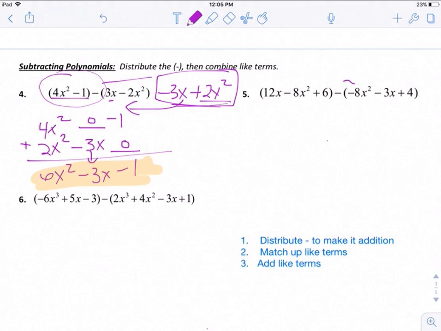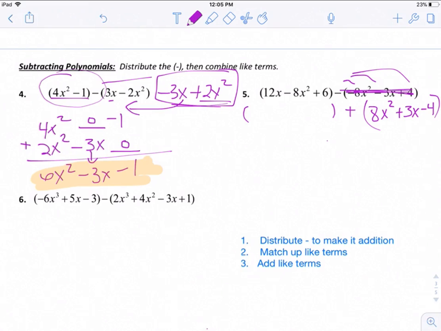Again, what we're going to do is distribute and change the signs so that we have 8x squared plus 3x minus 4. So that's our second set. So I'm just going to cross that one out. And then we have our plus. And then let's write, this one is not in standard form, so let's write it in standard form. We have 8x squared minus, because there's a minus sign in front of it, plus 12x plus 6.